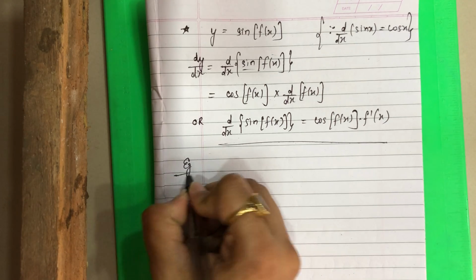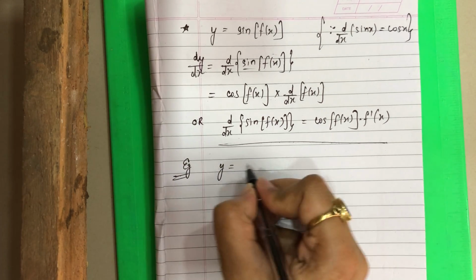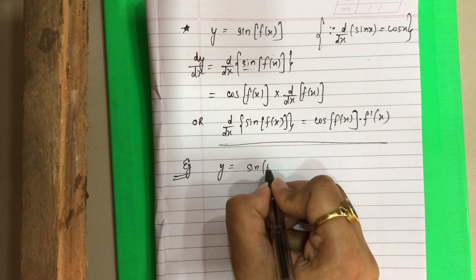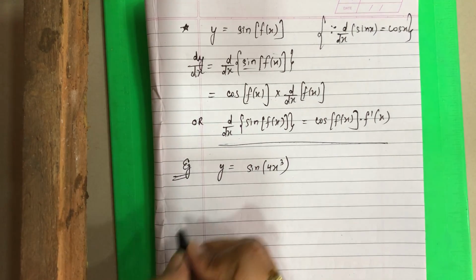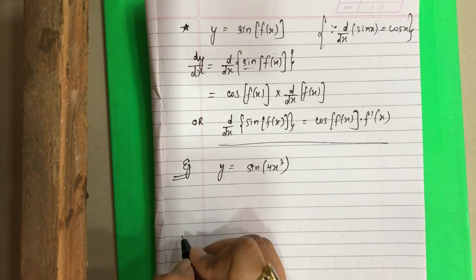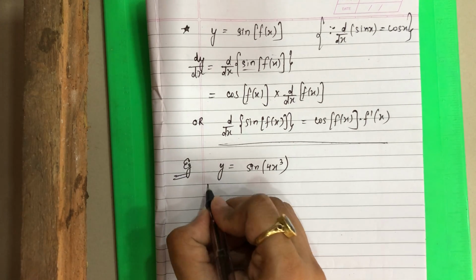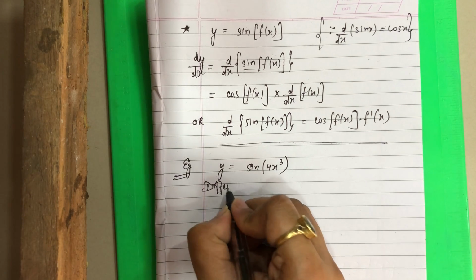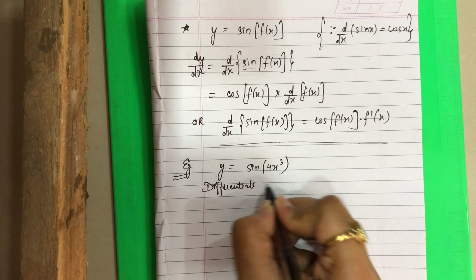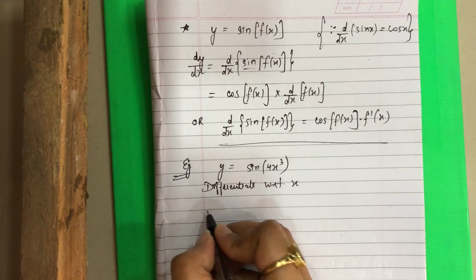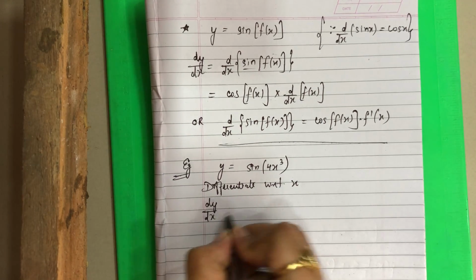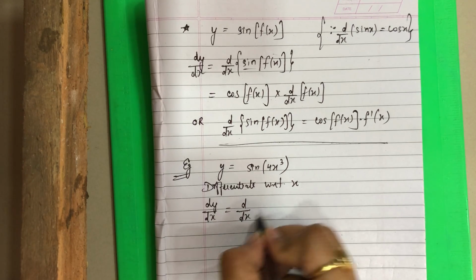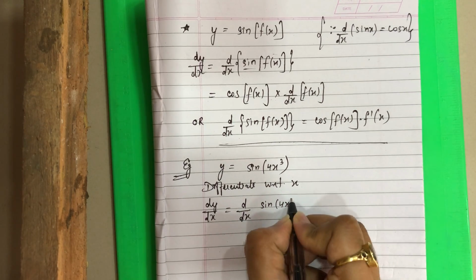Just take an example. Differentiate y is equal to sine 4x cube. This is a trigonometric composite function. So let's find out the differentiation of this. First of all, write down differentiate with respect to x. So dy by dx is equal to d by dx of sine 4x cube.